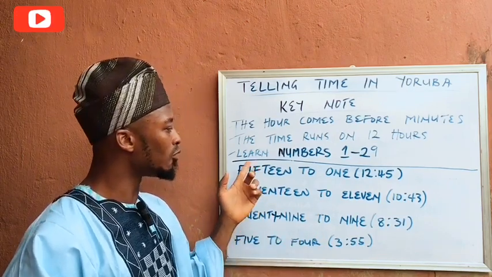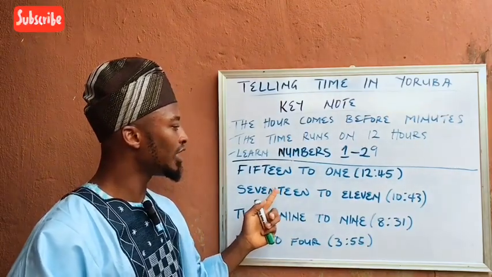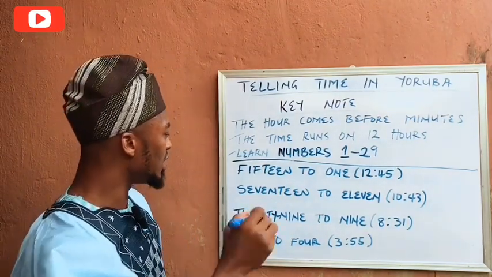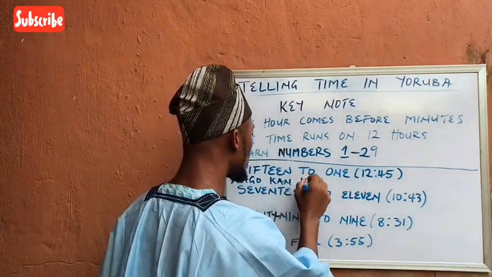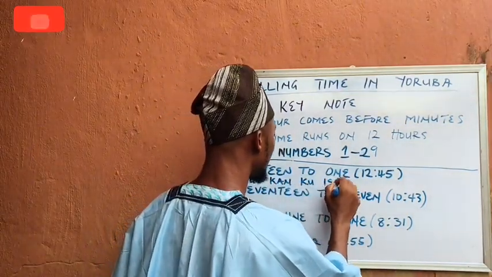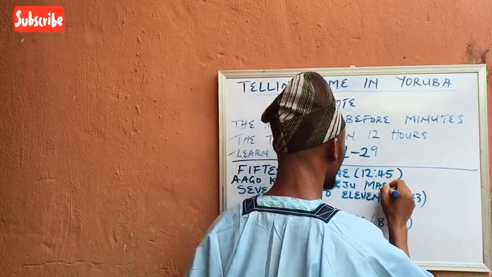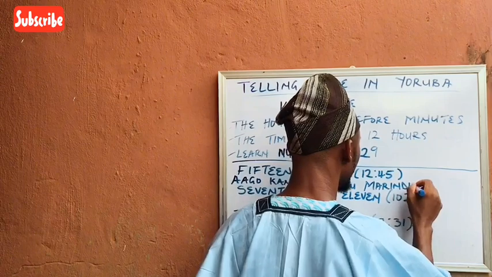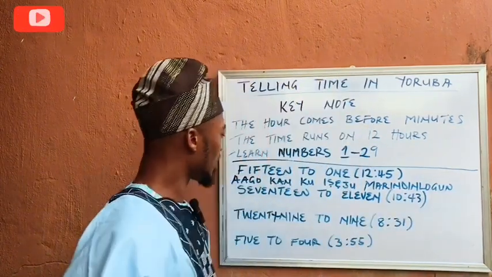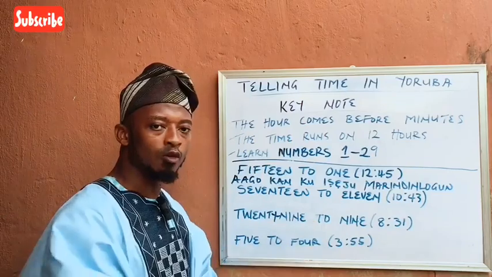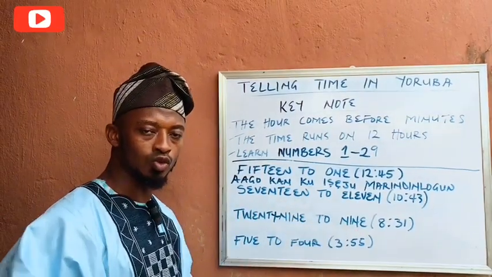So how do we say 12:45 in Yoruba? Remember, we are still making use of our numbers 1 to 29. So 15 minutes to the hour of 1 will be aago kan ku ìṣẹ́jú márùndínlógún. So 15 minutes to the hour of 1 is aago kan ku ìṣẹ́jú márùndínlógún.